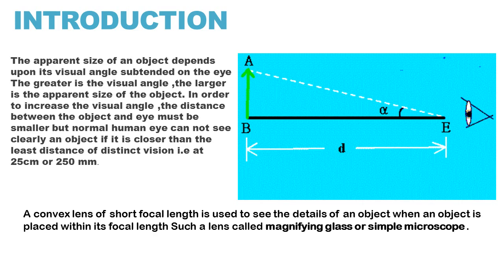Now in the diagram, D is the least distance of distant vision, which is 25 cm or 250 mm for a normal human eye. A convex lens of short focal length is used to see the details of an object when an object is placed within its focal length. Such a lens is called magnifying glass or simple microscope.